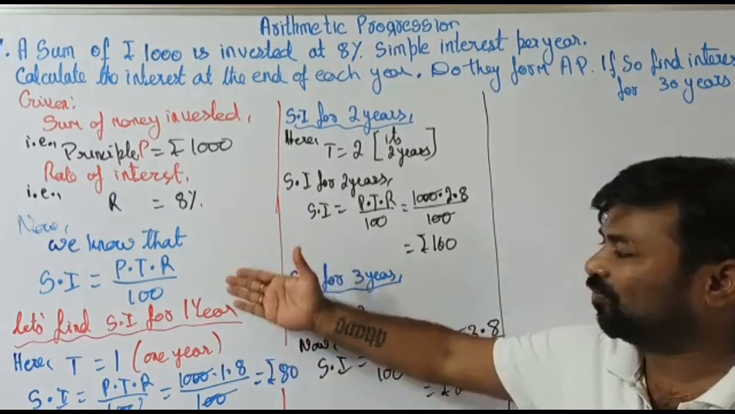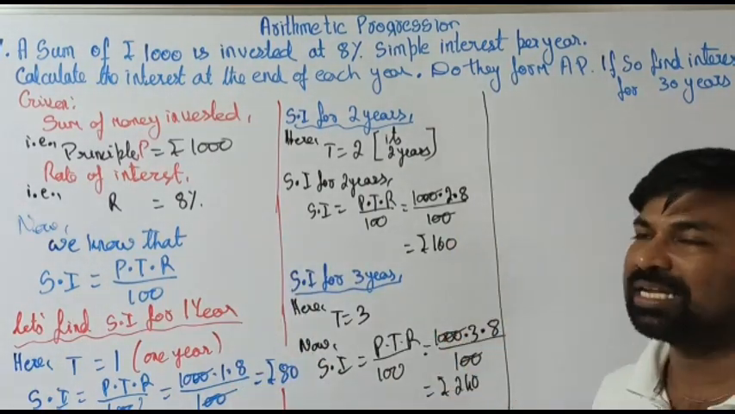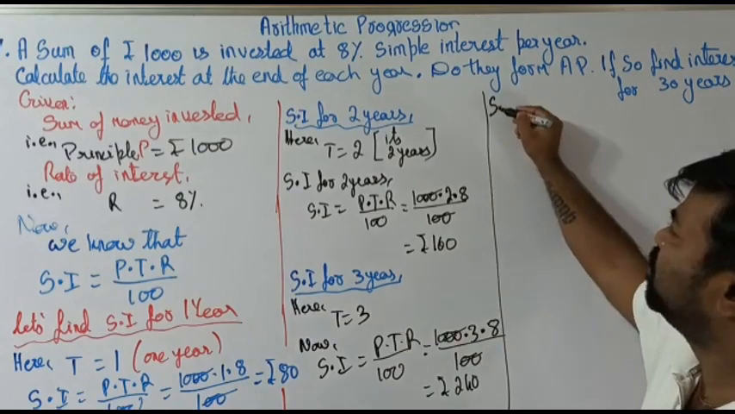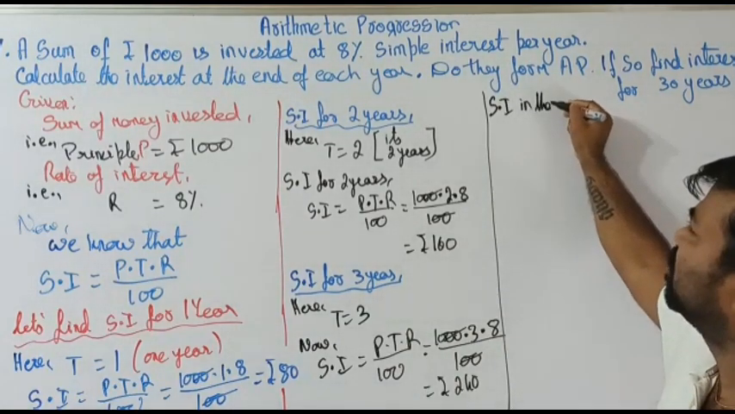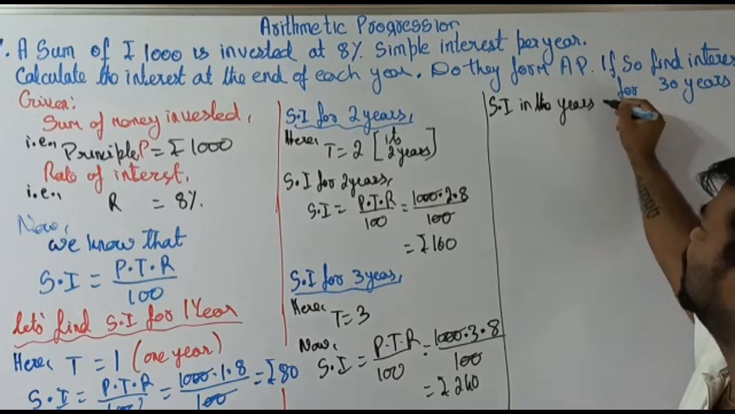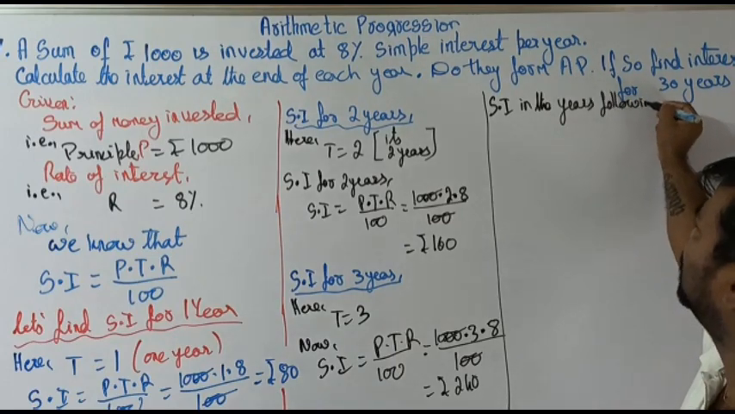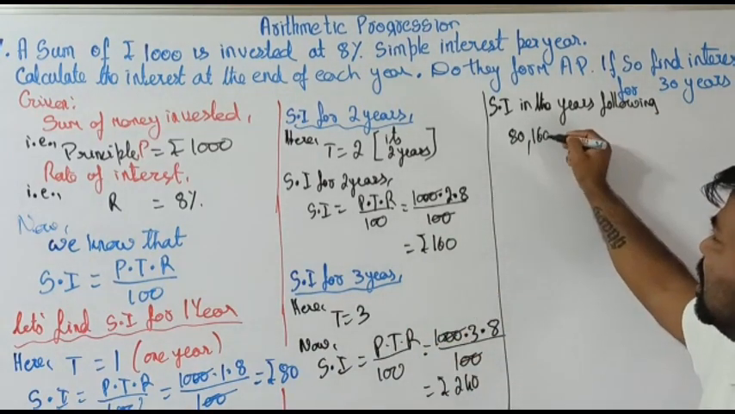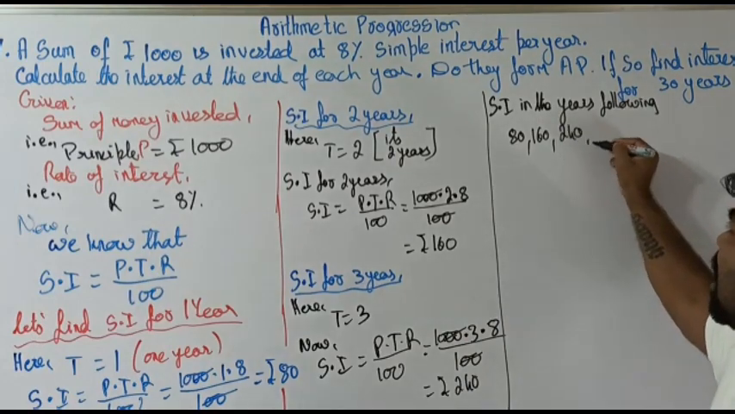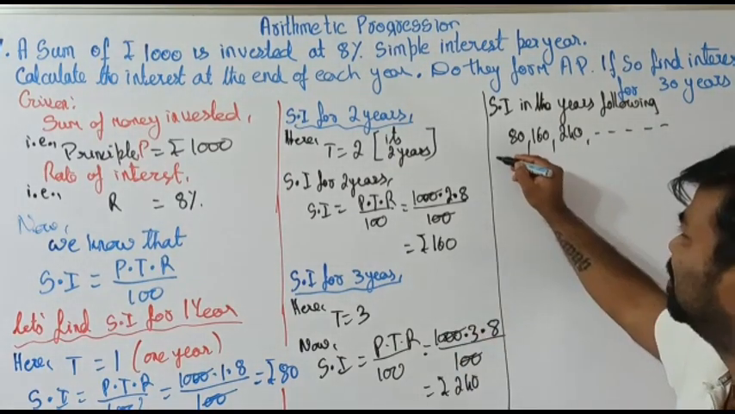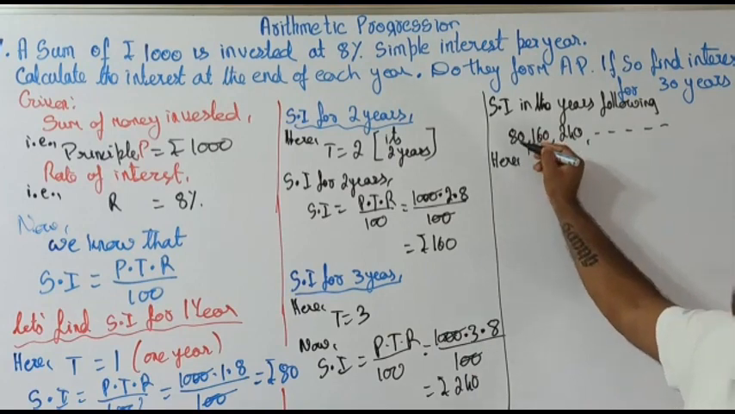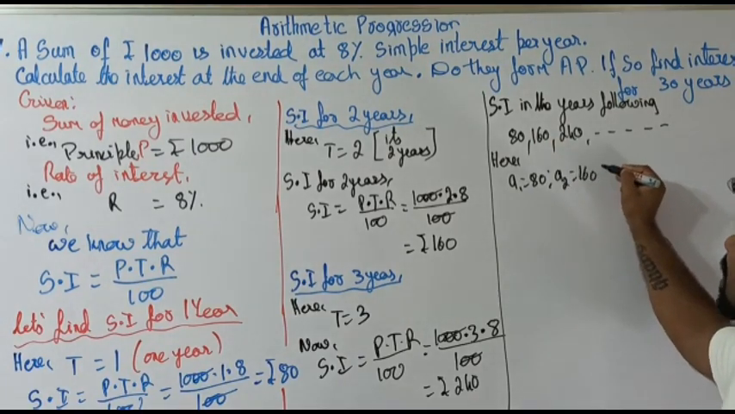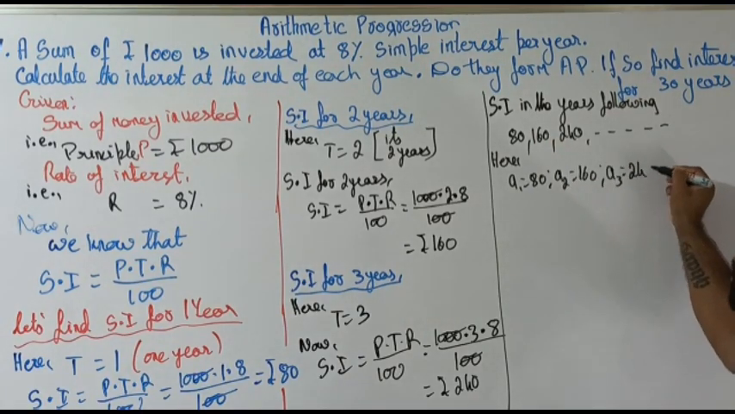So what we got? For the first year it is 80, the second year 160, and the third year 240. Now, what is the simple interest we are following? The first one is 80, the second one is 160, and the third one is 240, and so on. If I take A1 is equal to 80, A2 is equal to 160, and A3 is 240.